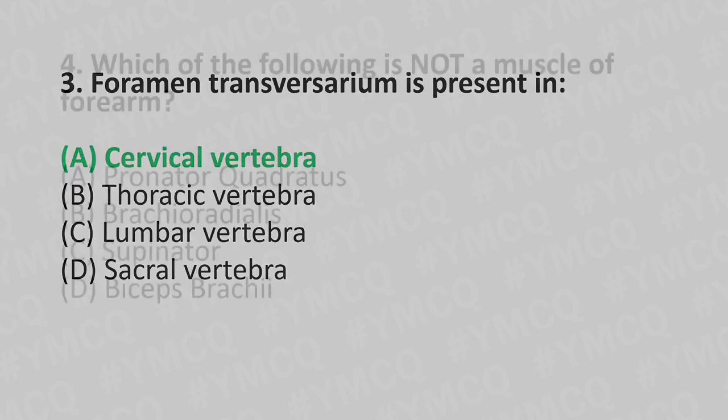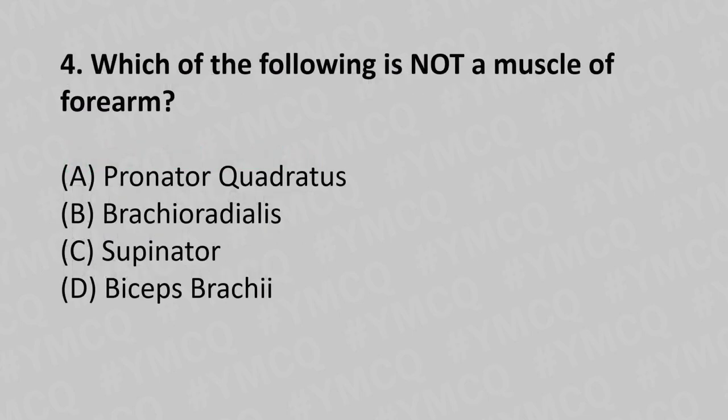Moving to our fourth question. Which of the following is not a muscle of the forearm? Option A, pronator quadratus. Option B, brachioradialis. Option C, supinator. Option D, biceps brachii. And the answer is option D, biceps brachii.